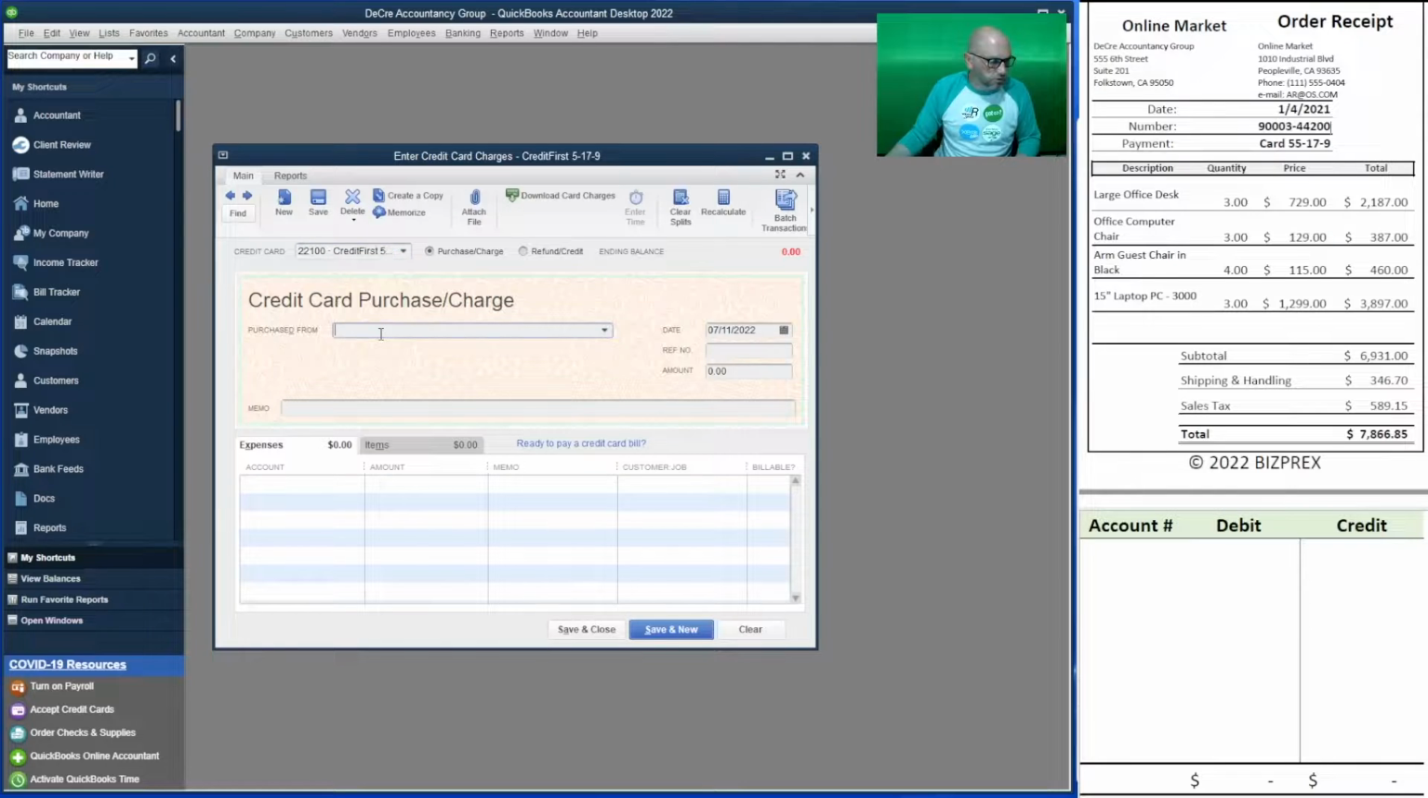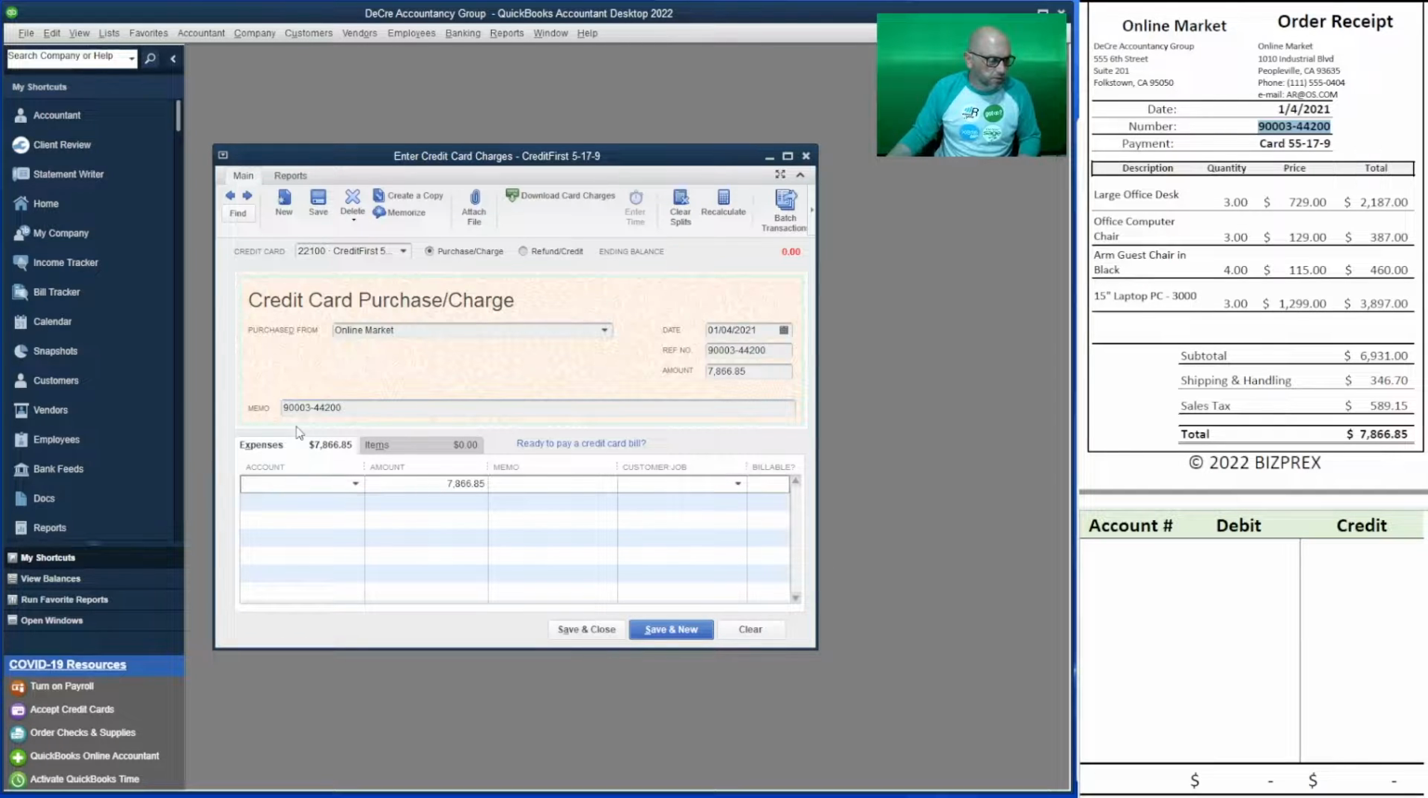So in this case, let's go ahead and start booking. So we have online market. Again, mind the date because we're looking for 21. For reference number, we can use the transaction number right here. Let's go ahead and copy and paste. Total is 7,866.85. Okay, and let's see, what do we have here?